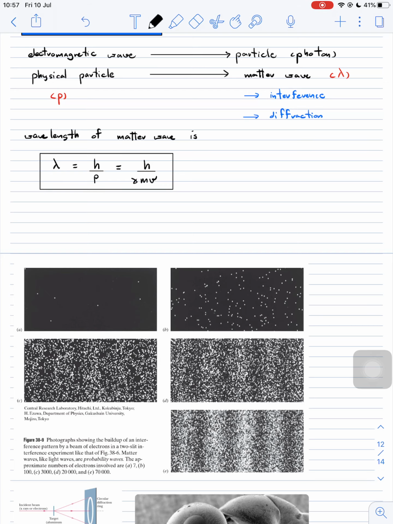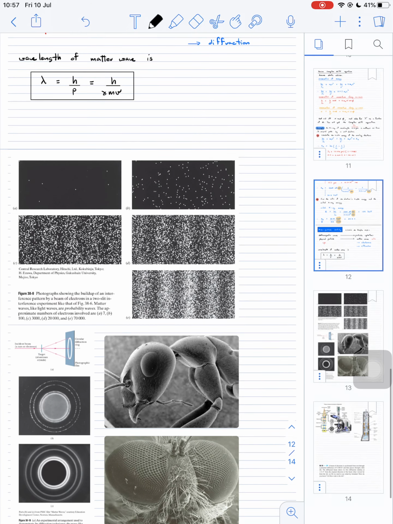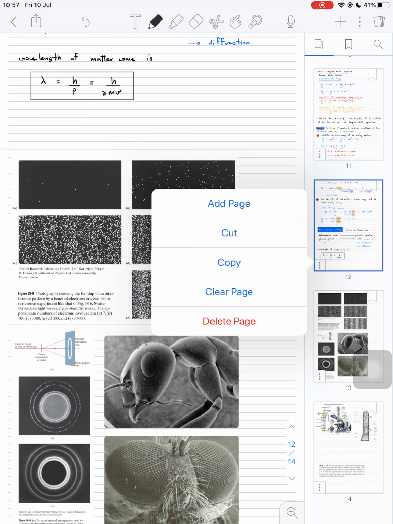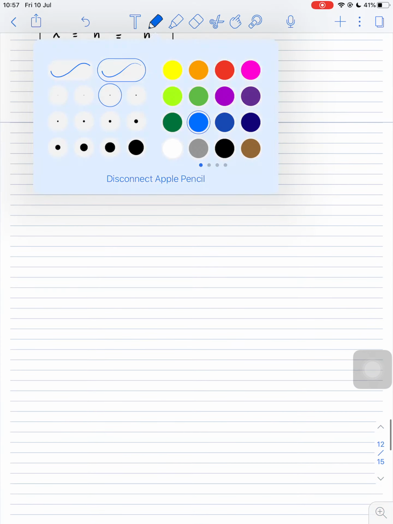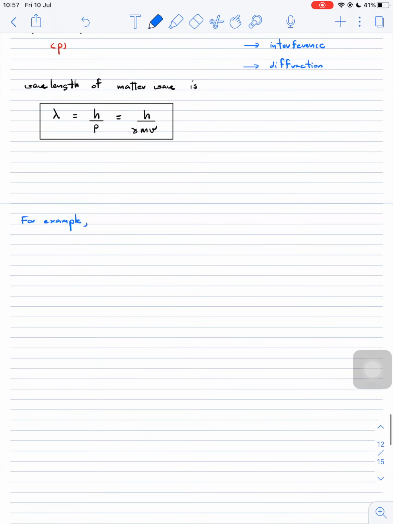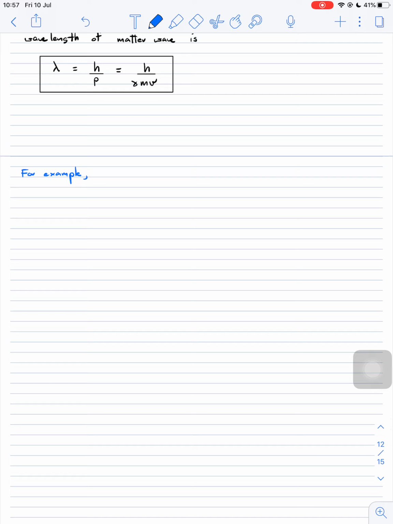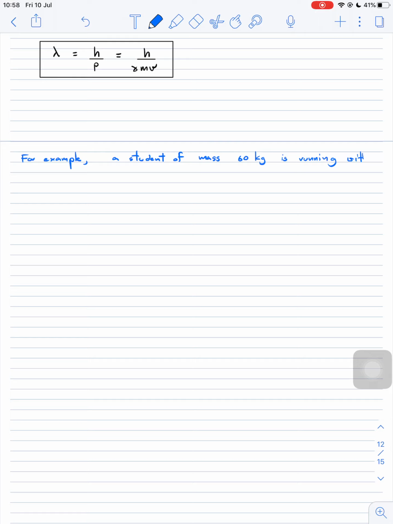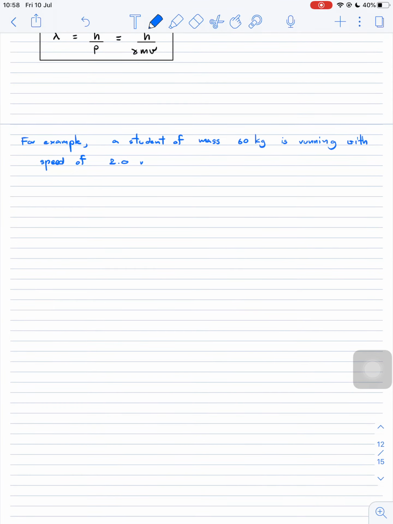But now the question is, why don't we see any wave property in the real objects that we are used to? So let's consider, for example, a student of mass, maybe 60 kilograms, who is running with a speed of, let's say, 2.0 meters per second.